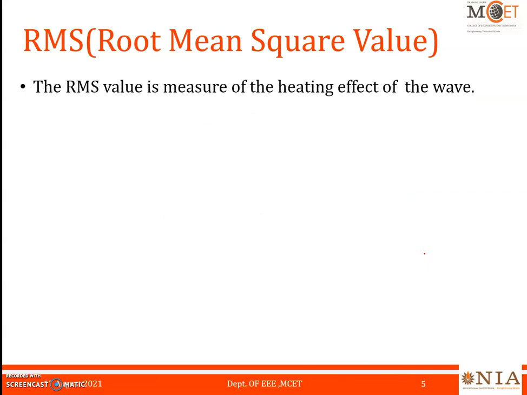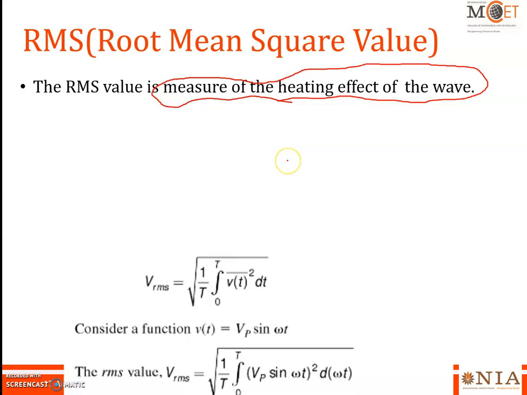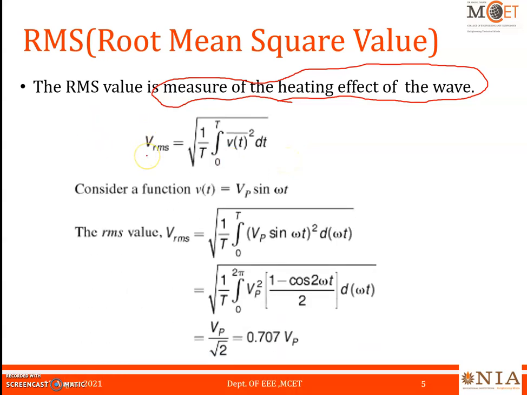Next one, root mean square value. The root mean square value is a measure of the heating effect of a waveform. Generally, the RMS value can be represented as the square root of 1 by t integral 0 to t of v(t) whole squared dt. Now the v(t) value we know is Vp sine omega t. Just substitute it here. So this will become Vp square sine square omega t. We cannot integrate it in this form.